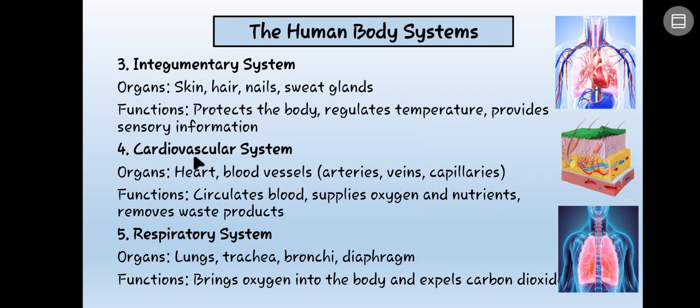We all know the cardiovascular system. The chief organs of the cardiovascular system are the heart and the blood vessels. Among the blood vessels, we have the arteries, which are the red ones, and the veins, which are the blue ones. And we have much smaller ones, the capillaries, which are engaged in the exchange of gases and nutrients. Even the arteries have smaller ones, the arterioles, and the veins have smaller ones, the venules. The functions of the cardiovascular system are to circulate blood, supply oxygen and nutrients, and remove waste products.